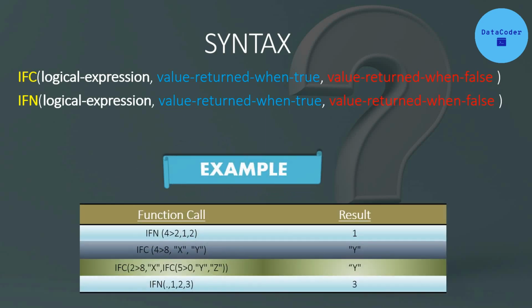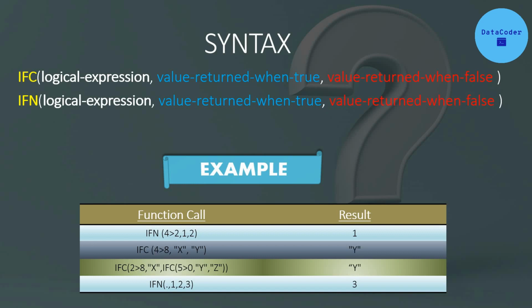So here I have the function call and we have the result on the right side. The first example, IFN: the first argument is 4 greater than 2, the second argument is 1, and the third argument is 2. So it's a numeric function, IFN, and all the values are numeric. 4 greater than 2 is a true condition, that's why the second argument will be our result, and the second argument is 1 here. So the result is 1.